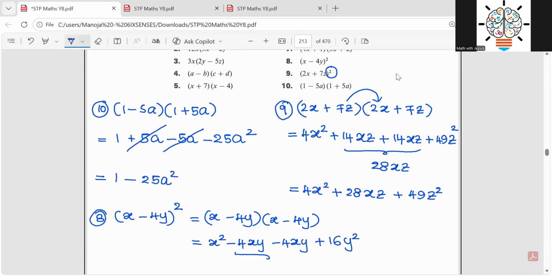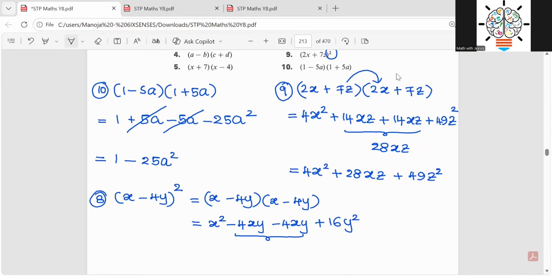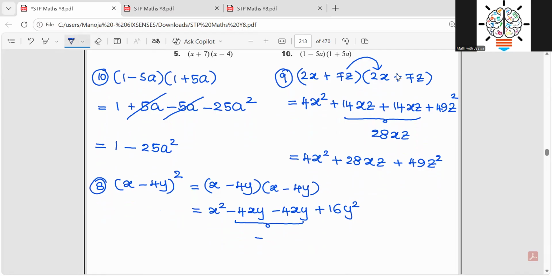So then here you have something like this, right? So then here you have minus 8xy, and x squared minus 8xy plus 16y squared. Right? Minus 4xy minus 4xy, that becomes minus 8xy.